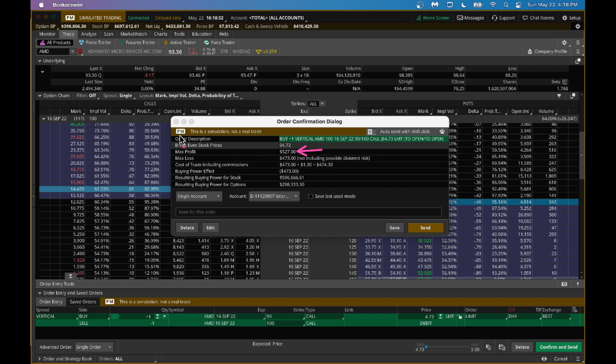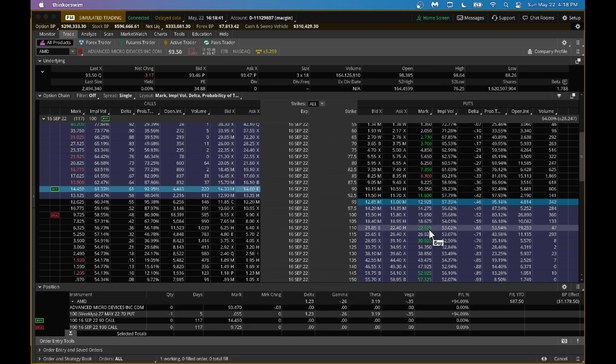And we'll look at a few more strategies here and go from there. I would confirm and send this. It's one of the good strategies you could play like this. And depending on your nature of aggressiveness, if you're a little more aggressive, I recommend a back ratio call spread here, one of my favorite strategies on fundamentally solid stocks.